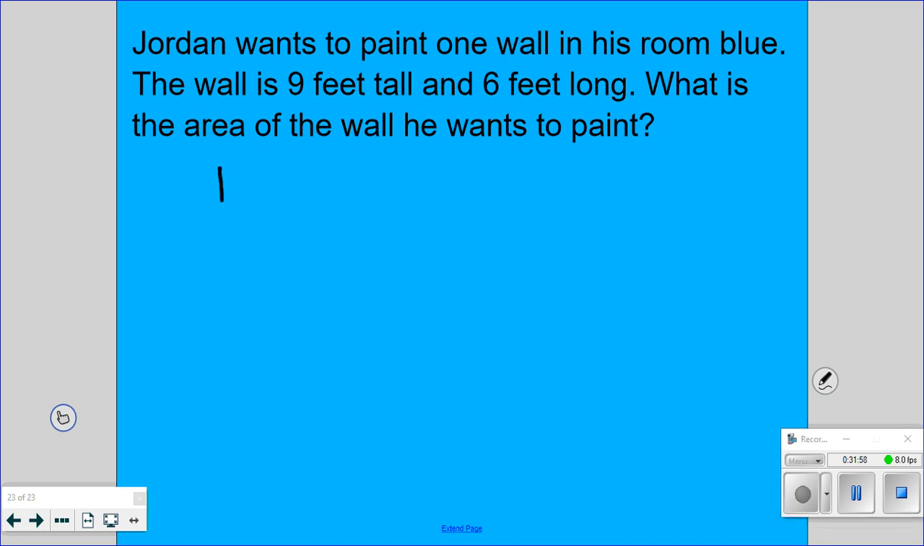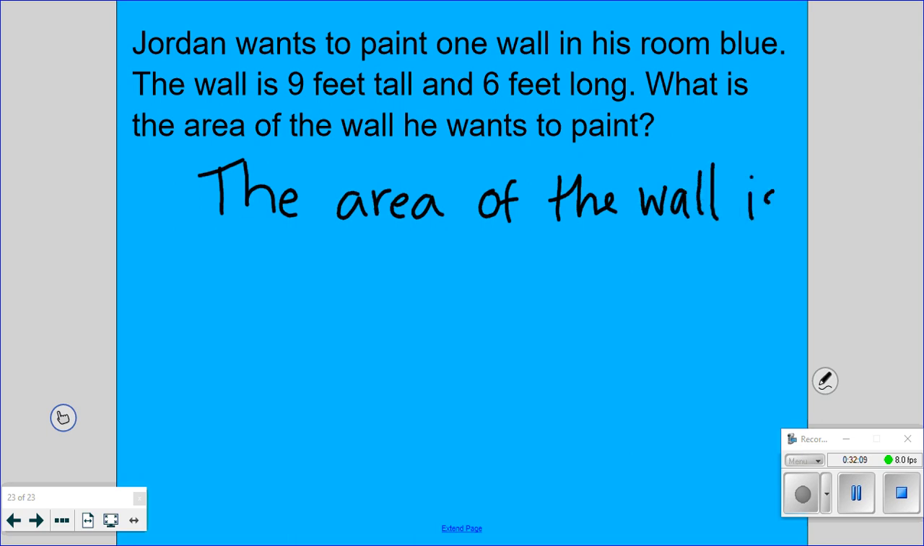If you don't have an answer sentence, you can write this one. The area of the wall is blank square feet. I know that I'm using feet because they measured the wall in feet, and I know that I'm using square feet because I'm filling up a whole wall. I need those big foot squares. I wrote the wall Jordan wants to paint has an area of blank square feet.